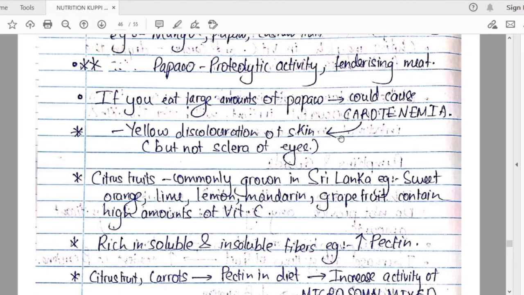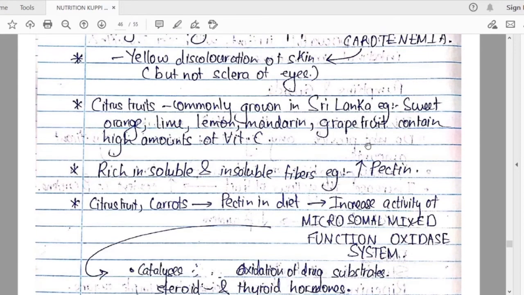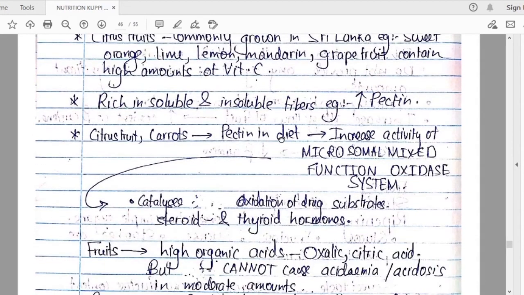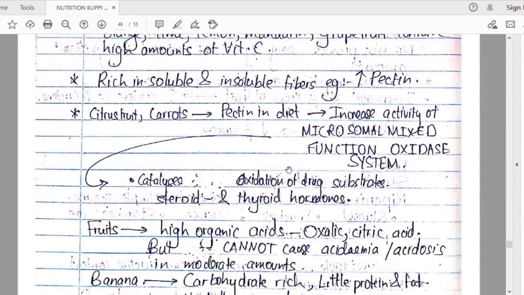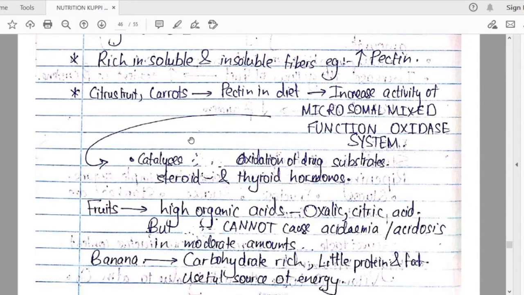while jaundice is yellow discoloration of the skin and the sclera of the eyes. In carotenemia the sclera of the eyes is white and clear. Citrus fruits are commonly grown in Sri Lanka, for example sweet orange, lime, lemon, mandarin and grapefruit, which contain high amounts of vitamin C. They are rich in soluble and insoluble fibers, for example pectin. Pectin in the diet increases the activity of the microsomal mixed function oxidase system.